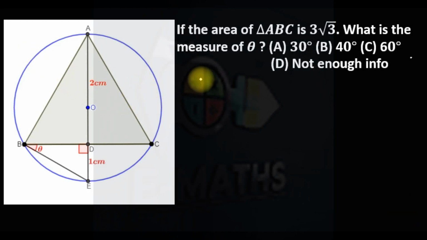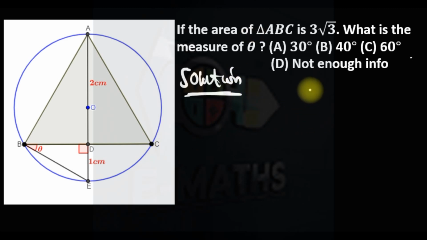We're given this question. The question says if the area of triangle ABC is 3 root 3, what is the measure of theta? Okay, looking at this diagram, how will you relate this to that? In such a question, since they gave me the area of the triangle and I'm seeing root 3, what comes to my mind is that this triangle seems to be an equilateral triangle.